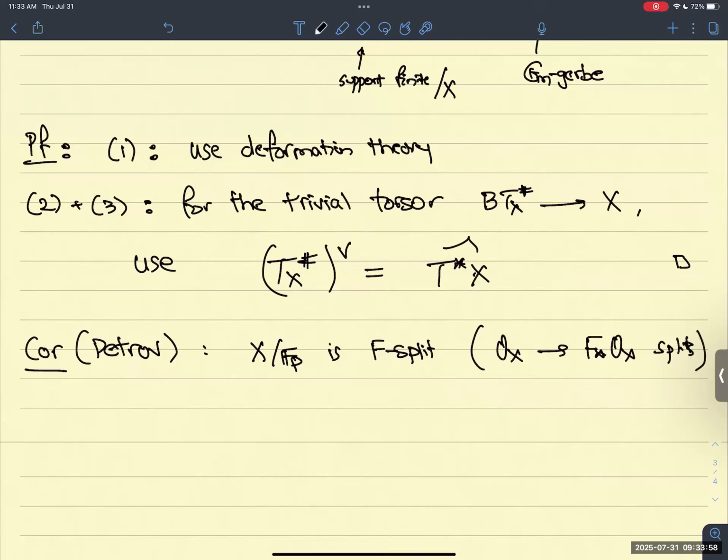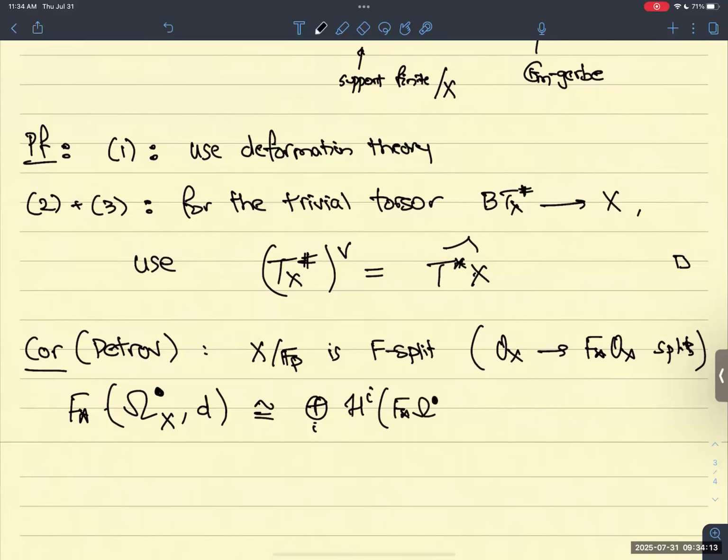Then the theorem is that the de Rham complex is actually formal. So if you do this Frobenius pushforward of the de Rham complex, it's actually isomorphic to the direct sum of its cohomology sheaves, shifted by minus i, and these cohomology sheaves actually have a name. They're just given by differential forms again via the Cartier isomorphism.